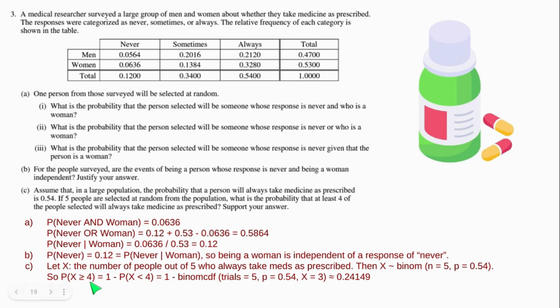I'm going to actually use the complement of the event. I'm going to say that's 1 minus the probability X is less than 4, which I could write as 1 minus, we can use good old binomcdf here. Now there's another way of doing this. It uses the formula for the binomial probability model, but I like binomcdf here. We have 5 trials, probability of success is 0.54, and we're finding the odds of 0, 1, 2, or 3 successes. Add them all up, subtract that from 100%, and we get our answer, 0.24149. That's one way to do it.